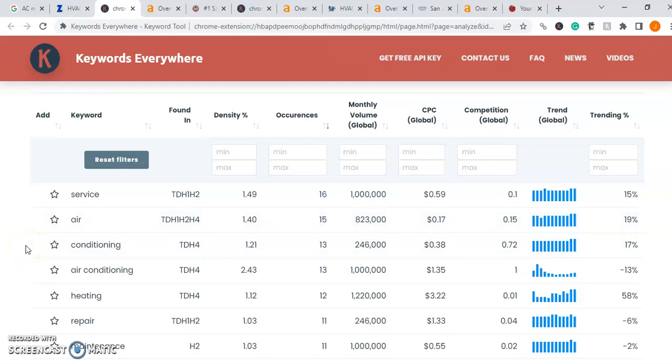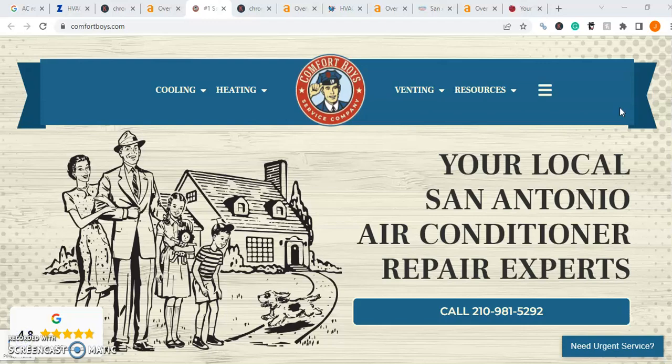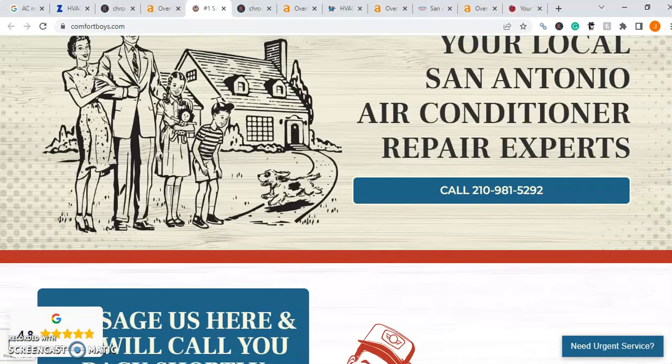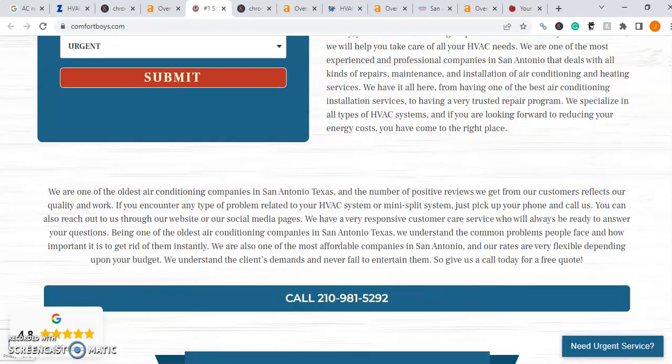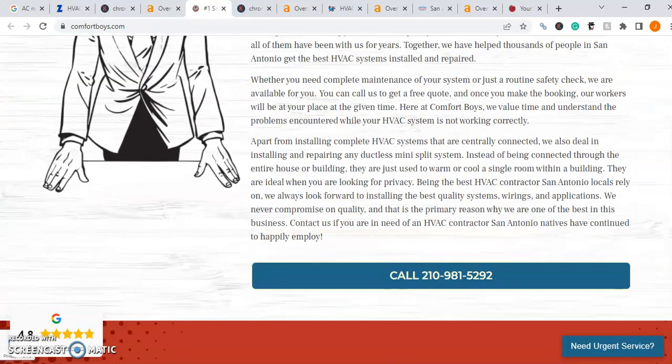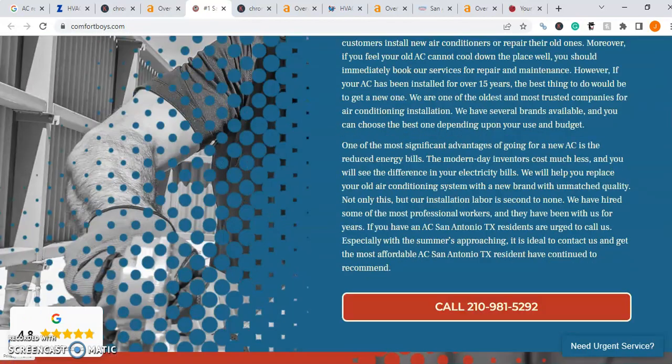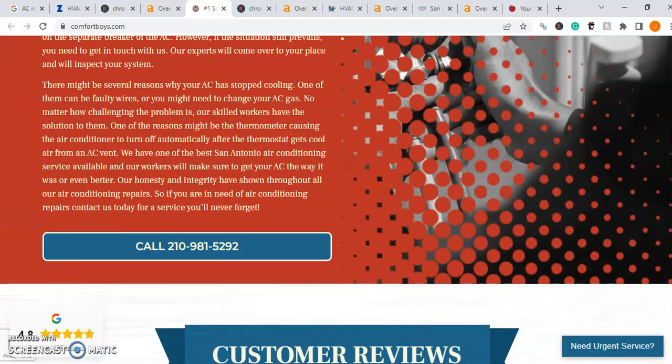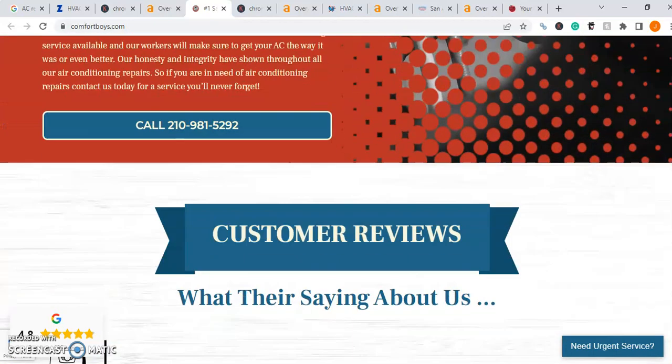So let's take a look at your competition and see what they're doing as far as keywords and content go. Now, here we are on one of your competitors, the Comfort Boys, and if we scroll down their page, you're going to notice right away that they have a ton of content. And this content is actually helping them receive more favorable rankings. And they do rank on the first page of Google for San Antonio AC repair type of services.